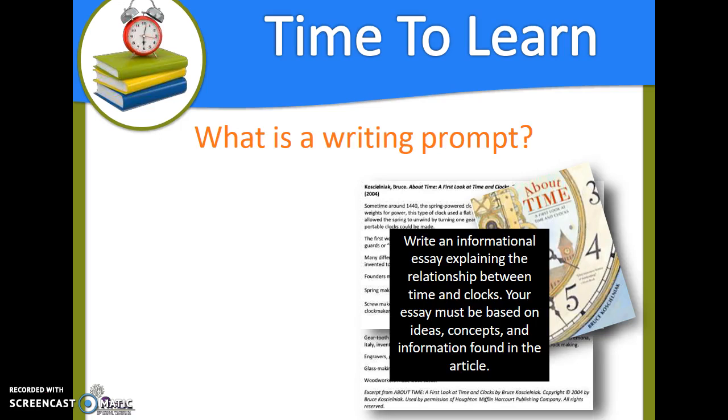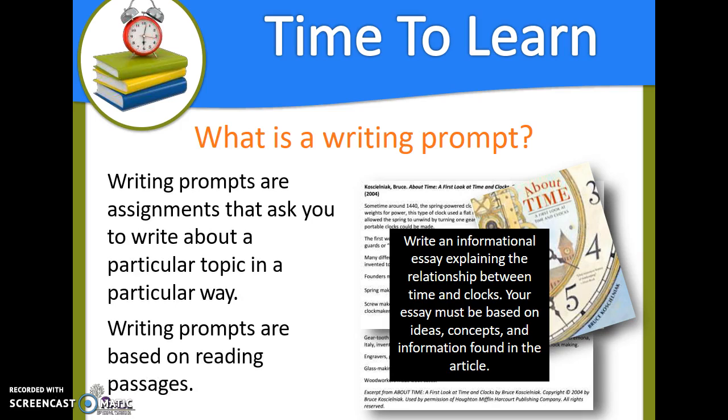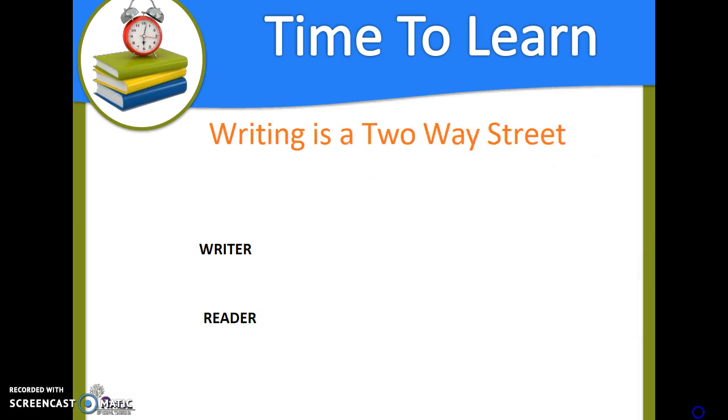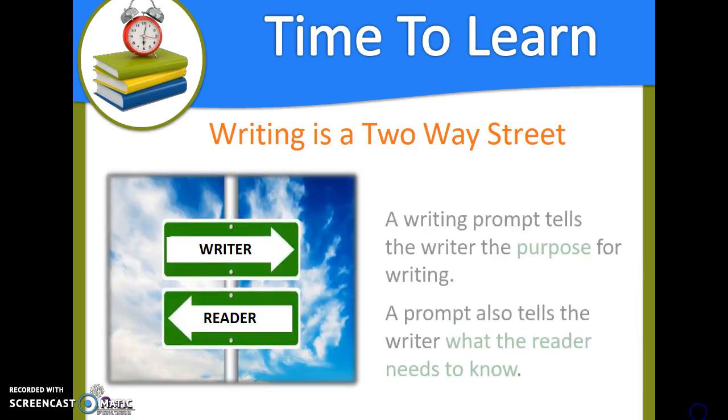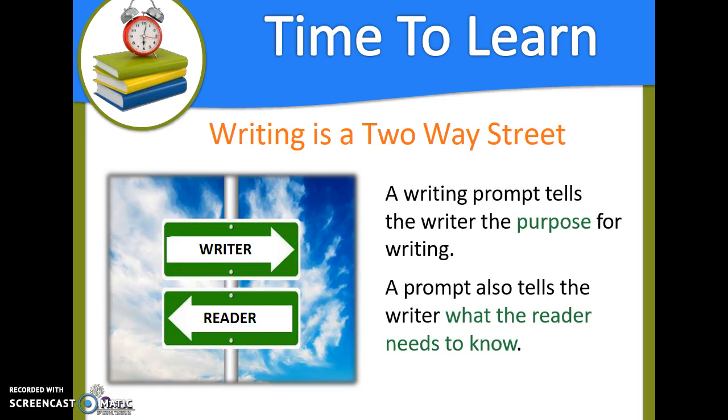So what is a writing prompt? Consider this writing prompt. Write an informational essay explaining the relationship between time and clocks. Your essay must be based on ideas, concepts, and information found in the article. Writing prompts are assignments that ask you to write about a particular topic in a particular way. Writing prompts are based on reading passages. Writing is a two-way street between the writer and the reader. A writing prompt tells the writer the purpose for writing. A prompt also tells the writer what the reader needs to know.